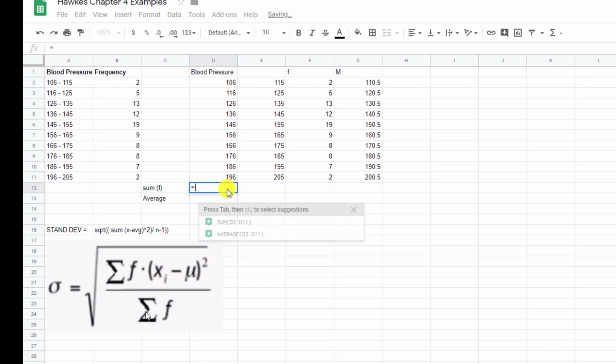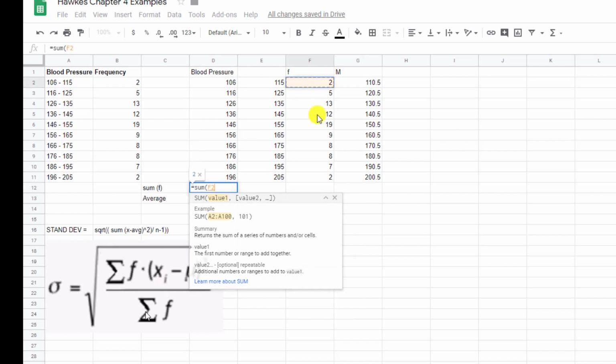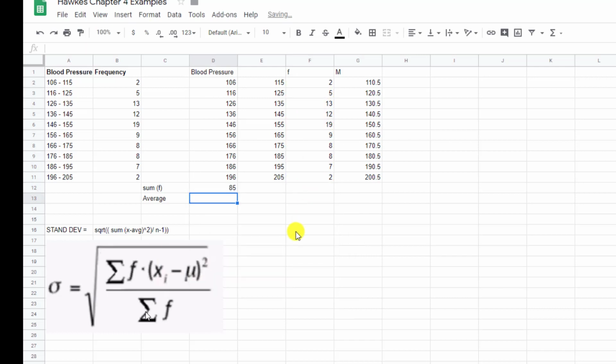The total number of people I have here in column F is 85. All right, so I have 85 total people that I'm working with. So let's go ahead and do this formula. And I'm going to start by first of all finding the average. But in order to find the average of all 85 people, I have to do F times the midpoint. There's 2 at 110. So in each one of these cases, I'm taking the frequency times the midpoint, and I'm going to bring all of those down.